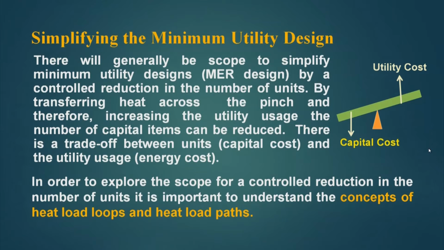In order to explore the scope of a controlled reduction in the number of units, it is important to understand the concept of heat load loops and heat load paths. We have seen in the units target, if a loop is present in the heat exchanger network, it will increase the number of units by 1. So, a single loop will increase the number of heat exchangers by 1, 2 loops by 2, 3 loops by 3, and so on.